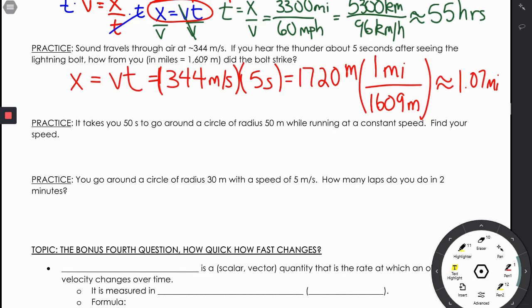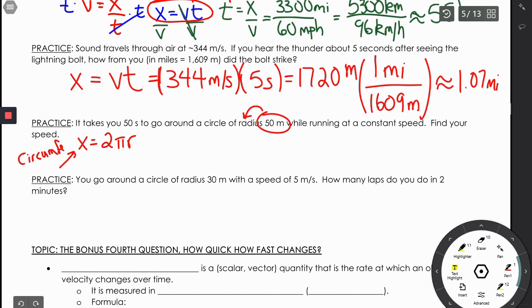Okay, the next two problems are great because they talk about going in circles. This one says it takes you 50 seconds to go around a circle of radius 50 meters while running at a constant speed. Find that constant speed. The distance you traveled is not this number, because that's the radius. What you're going to travel is the circumference of that circle. Circumference and area are going to come into play here. So you've got 2 pi times 50, 628 meters. So 1 lap is 628 meters.